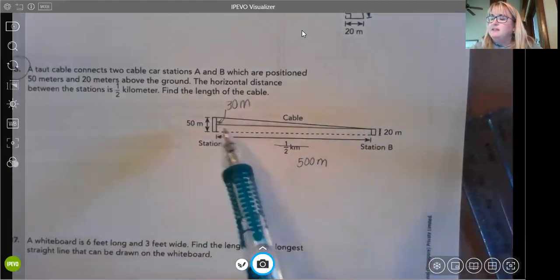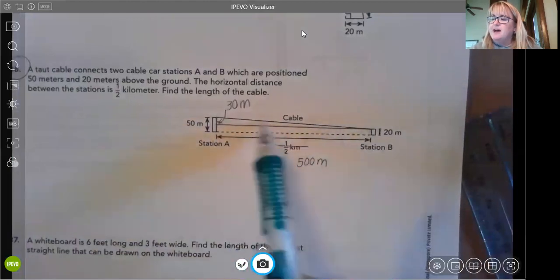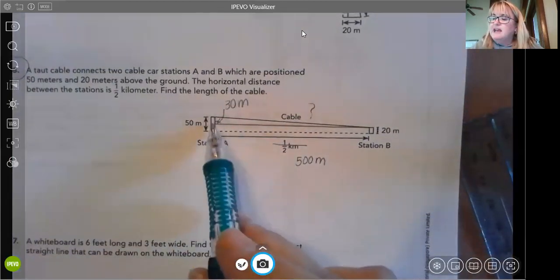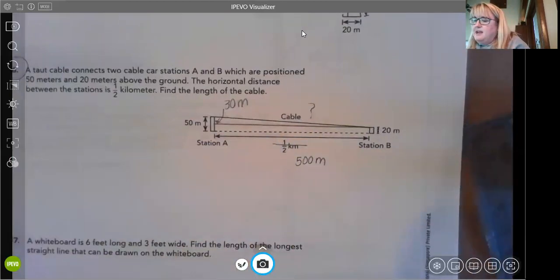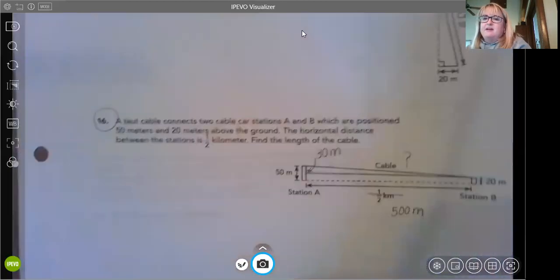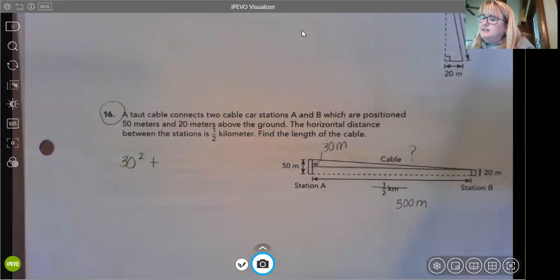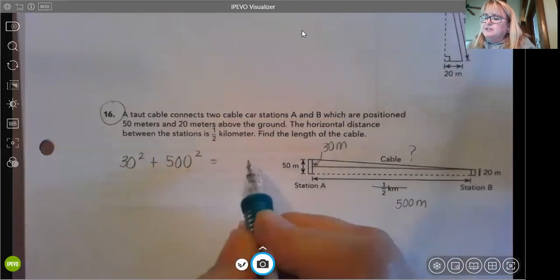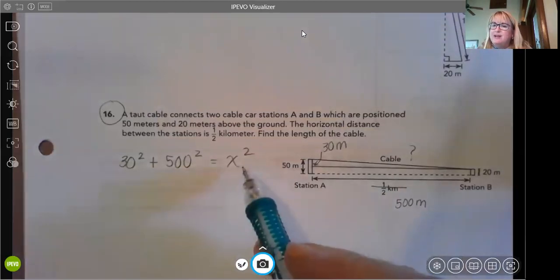you get the idea. If I were making this into a right triangle, we have 30 meters by 500 meters by unknown. That's our unknown. This is a leg, this is a leg. Our unknown is the hypotenuse. So we are going to put that in the Pythagorean theorem. One of the legs is 30 squared plus the other leg is 500 squared, and that equals our unknown squared.